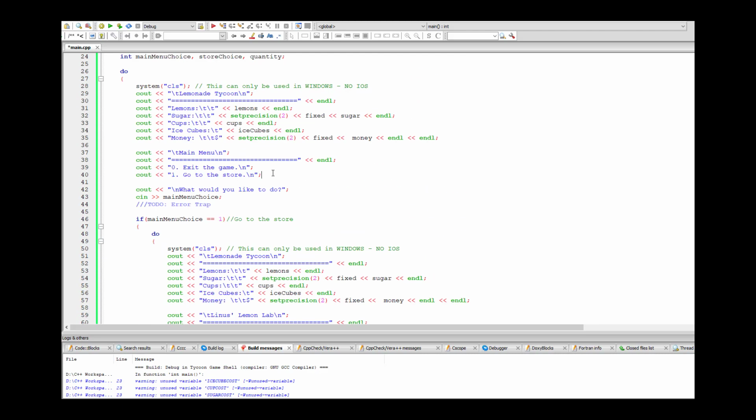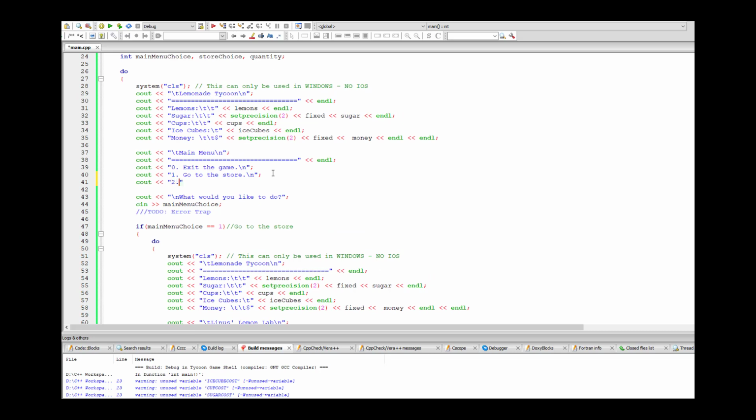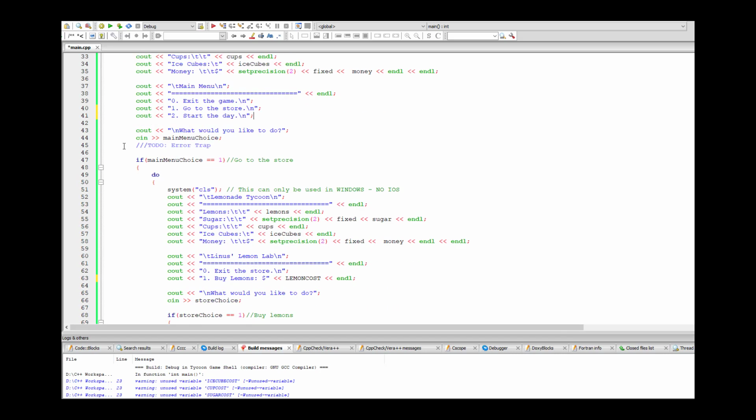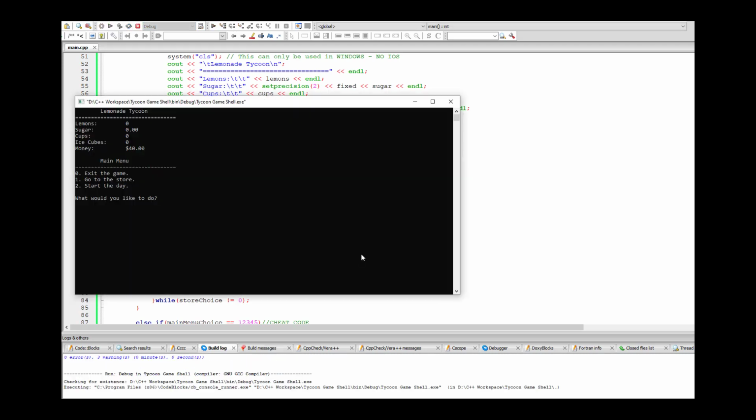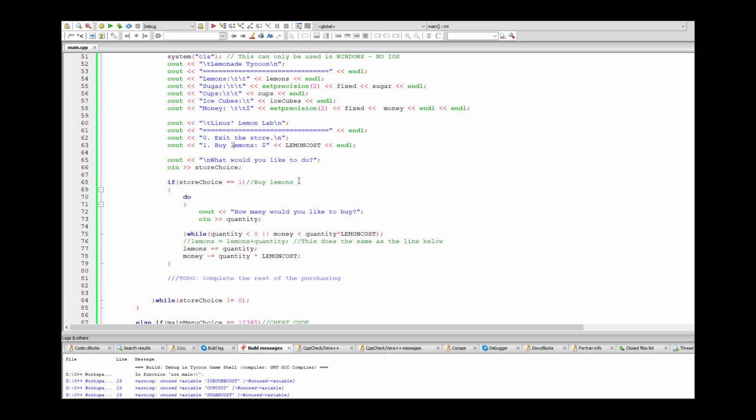Okay, so we're going to go up here and say cout start the day, \n, go down. I just noticed that this is not consistent with the menu look up top. Okay, so what do you want to do? So one is go to the store. Okay, I'm just going to leave without buying anything. 1, 2, 3, 4, 5. Okay, get 100 of everything and start the day. I don't like how this 2 appears right beside this question mark, so I'll add a space there later. And right now it doesn't do anything because we haven't built that yet.